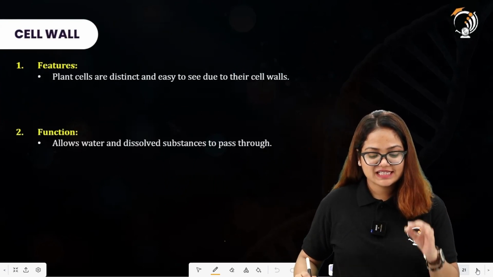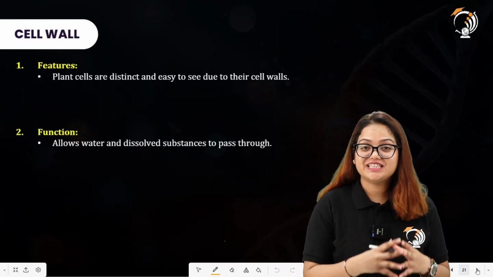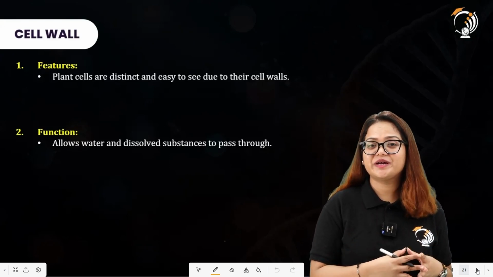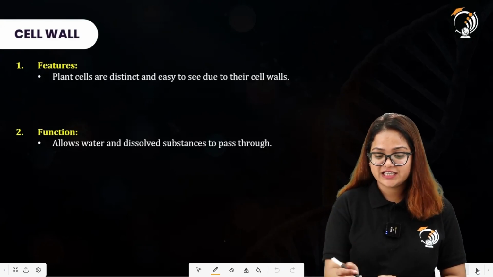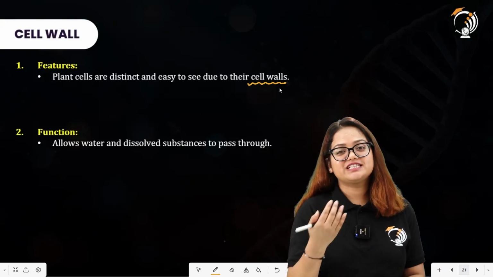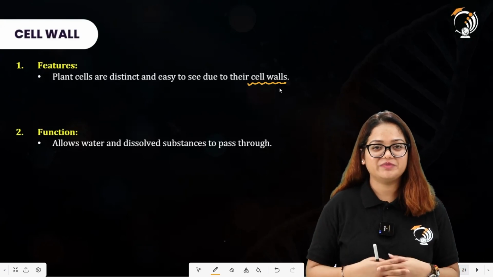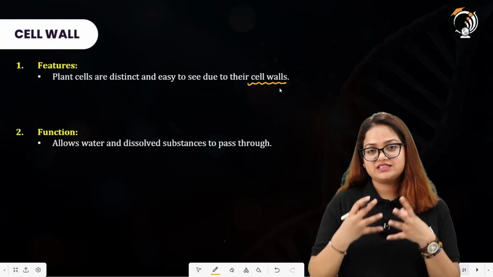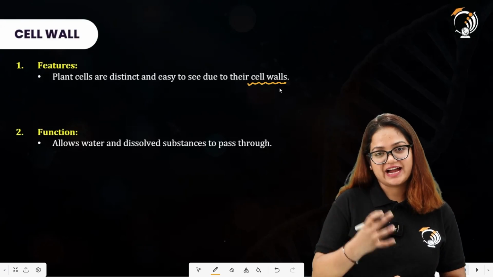So plant cells are distinct and easy to see due to their cell walls. Plant cells are generally larger in size when compared with animal cells. You are able to see plant cells easily due to the presence of their cell walls. On the other hand, animal cells, being smaller in size, do not have a cell wall, so it is not easy for these animal cells to be seen. We need higher magnification in that case.